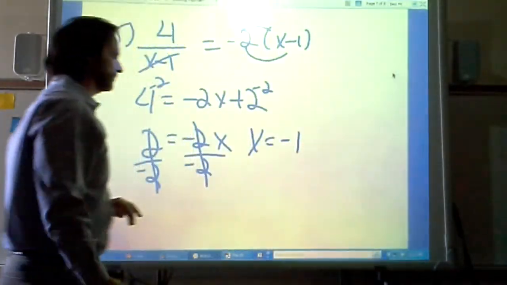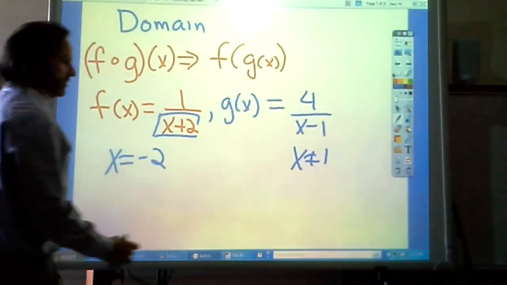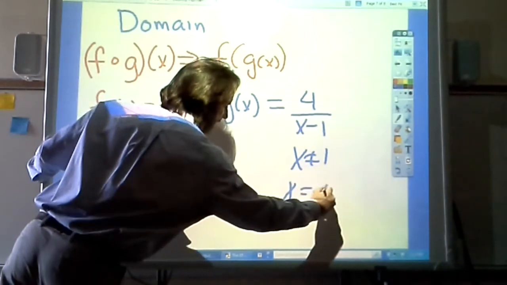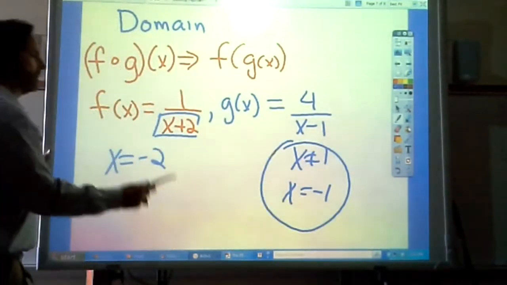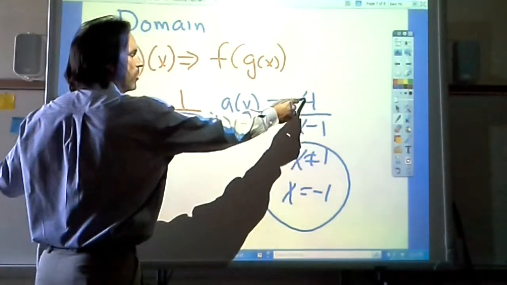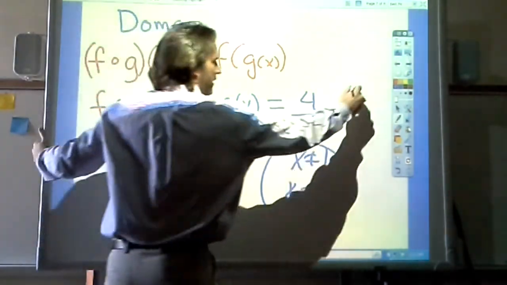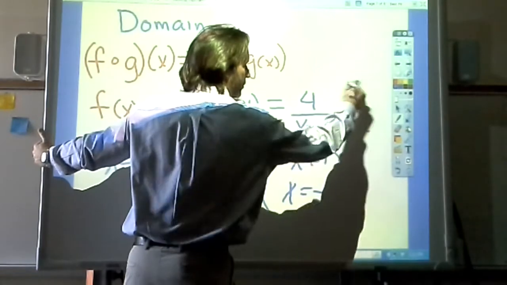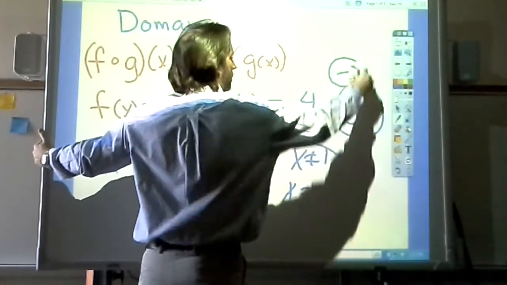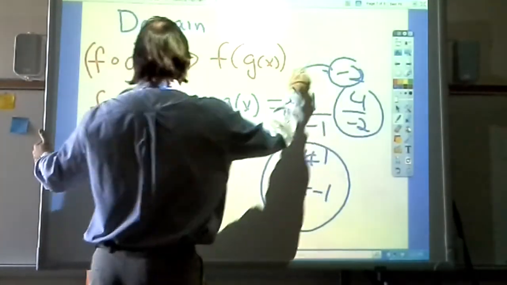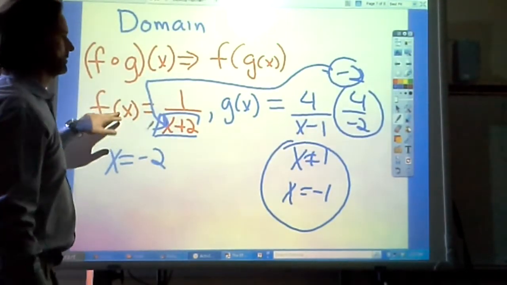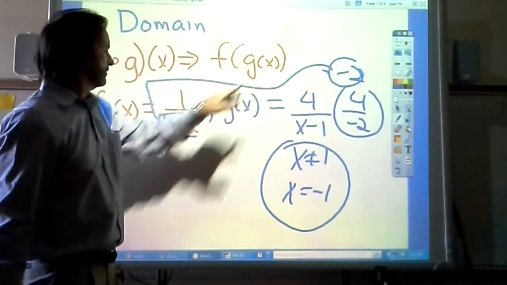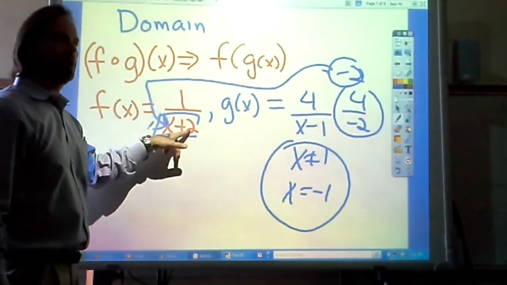Right? Okay, so now I add to that list, x can't be negative 1. So it can be all real numbers but that. Because if I plug in negative 1 here, what's negative 1 minus 1? That's 4 over negative 2. That's negative 2. Now, that's my g of x. If I plug that into f of x now, negative 2 plus 2 is 0, and it's undefined.